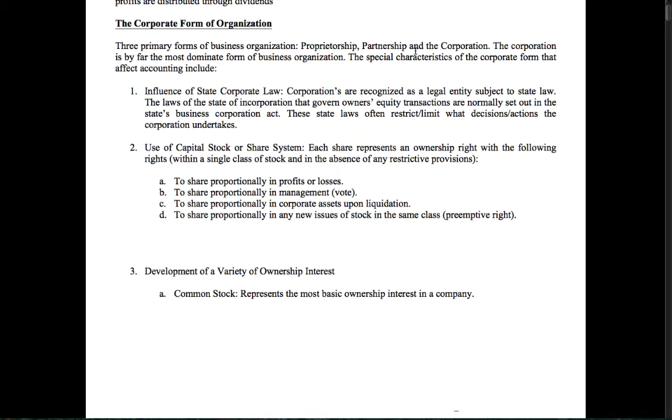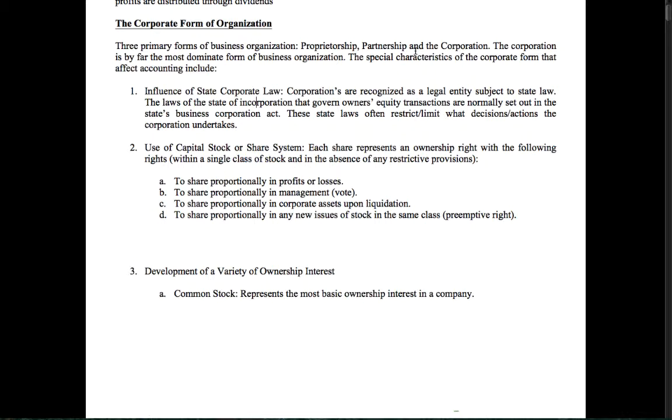Next is to share proportionally in management and then the vote. One key aspect of this is that you often have the ability to make decisions for the corporation with regards to their management, specifically ownership rights. In this example, that includes being able to partake in the voting of who the board of directors are for the corporation, or if a company is allowed to undertake certain acquisitions or merge with a certain company. Often these are situations which require stockholders' votes, and this is one ownership right that is given with the share system.